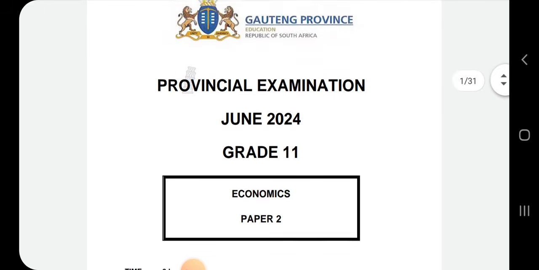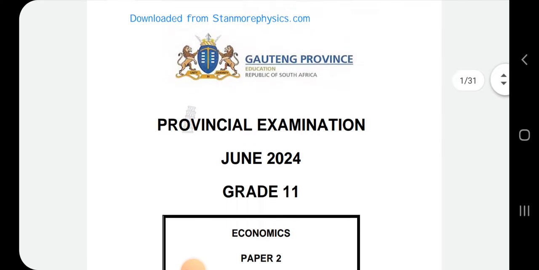So I'm going to go to section C of this question paper. It was downloaded from the Stanmore Physics website. So yeah, it's paper 2.